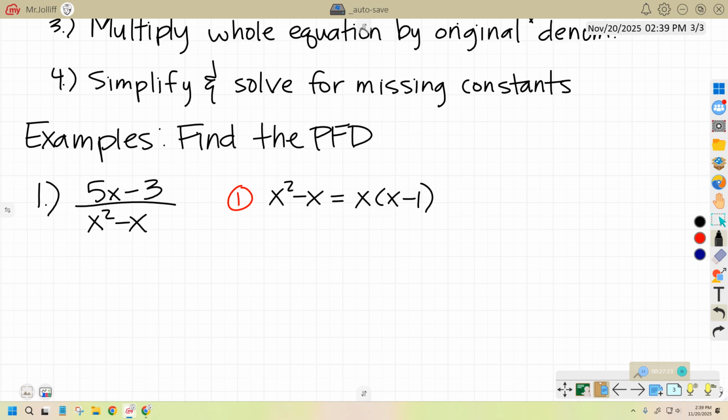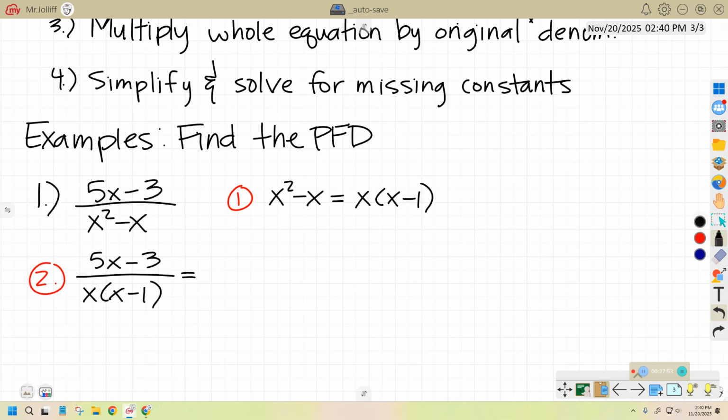So I'm going to rewrite the fraction with the factored denominator. So 5x minus 3 over x squared minus, oops, not x squared minus x, x times x minus 1. And then I'm going to do step 2. What is step 2? Split up the fraction. Very good.